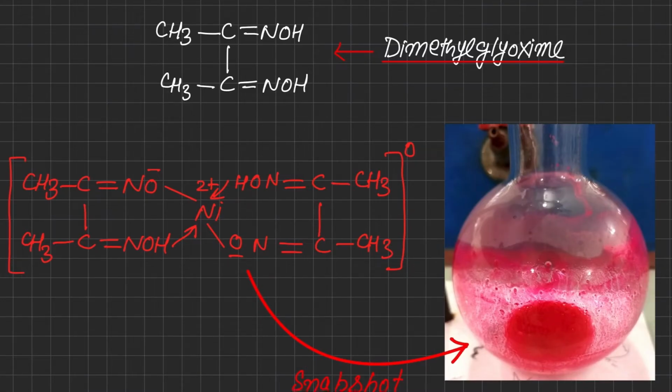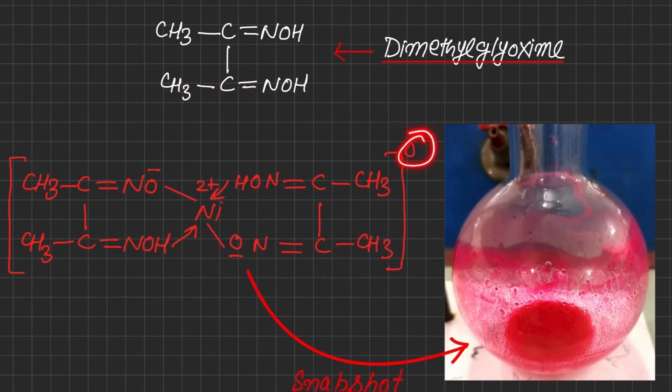Now under basic conditions, it will remove its protons from here and here, and in this way a coordinated complex is formed between DMG and nickel. As we see here, there is no charge on this complex, and this whole complex is purely organic in nature. That is why we are adding a limited amount of DMG, as this complex can dissolve back in the DMG solution, and then we would have a lower yield of precipitate. In order to avoid that, we are adding DMG drop wise.